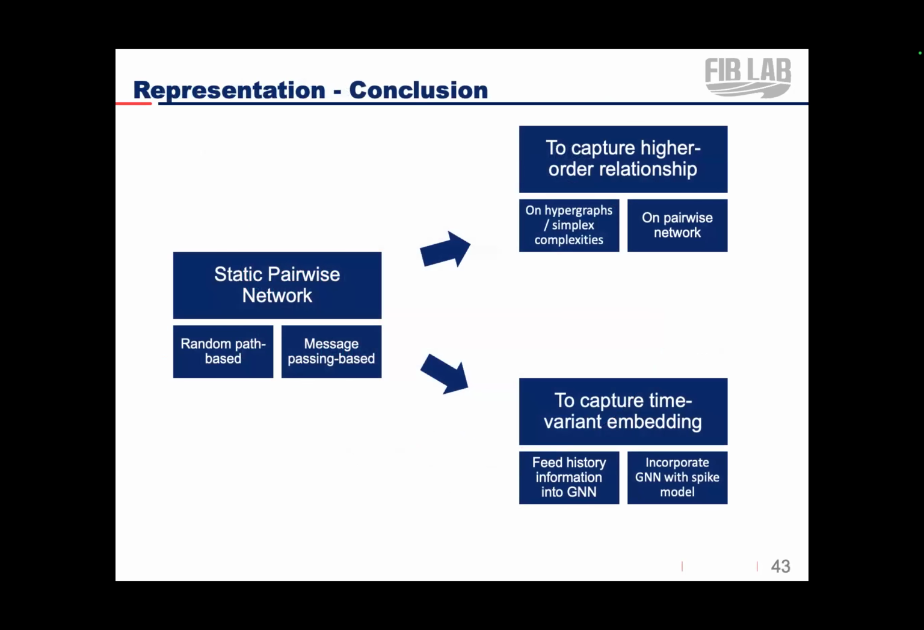So to recap, we start with static pairwise networks using walk-based methods, and then move to high-order structures with hypergraphs and motifs. And finally address temporal dynamics. The key evolution is from simple static models to ones that capture complexity: high-order interactions, subgraphs, and time. And this sets the stage for all downstream tasks, from prediction to control.